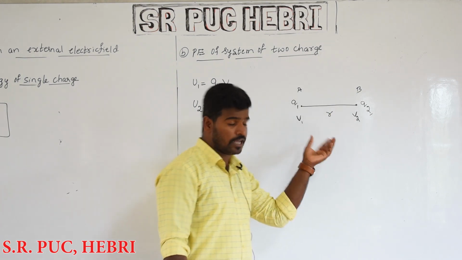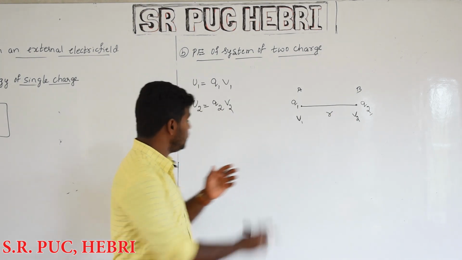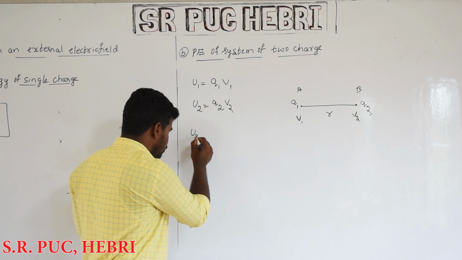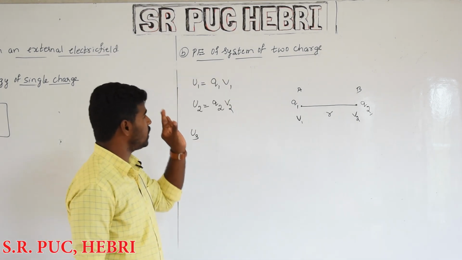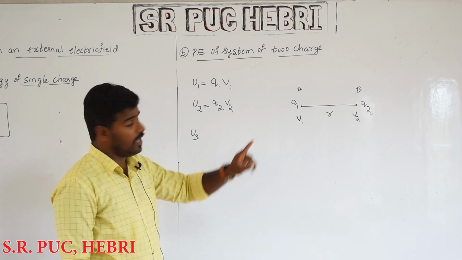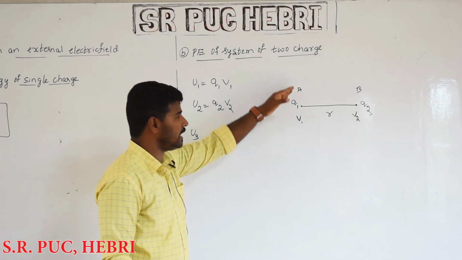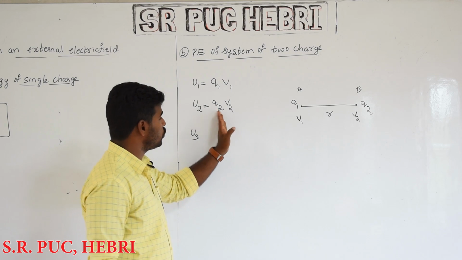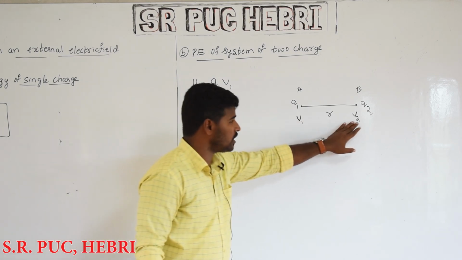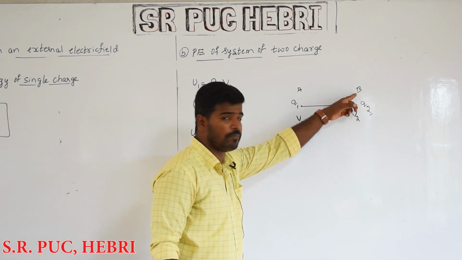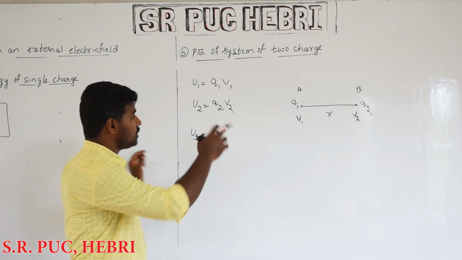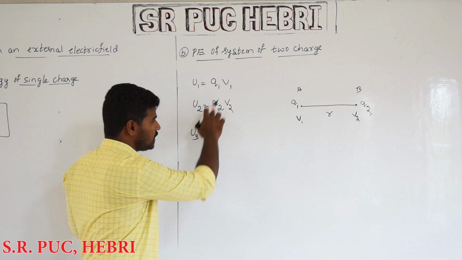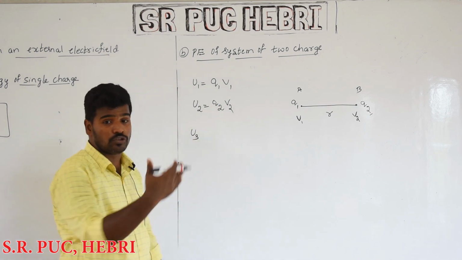There is an external work done. That work done is stored as an energy. Therefore, one more equation, because of the two charge carriers: U1 is equal to Q1 V1 is because of the potential V1 at the point A. U2 is equal to Q2 V2 is because of the initial potential V2 at the point B. Now we are placing the charge Q2. Therefore, the potential energy on Q2 will be U2 is equal to Q2 V2 because of the two charge carriers.